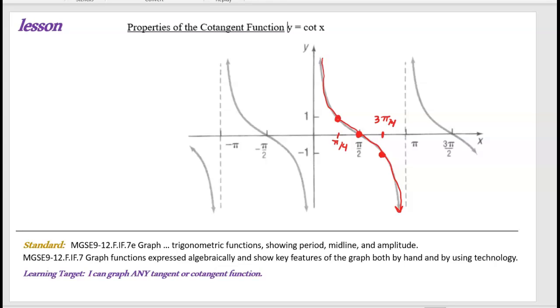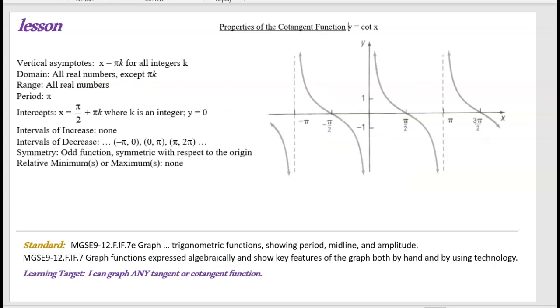Instead of starting at negative pi over 2, though, now we're going to start at 0 and run to pi. So it's actually a little bit cleaner. So our one full period that we're going to sketch initially is 0 to pi. So we're going to set our argument between 0 and pi for cotangent versus negative pi over 2 and pi over 2. Okay. Almost all the same characteristics. Let's look at the ones that are a little bit different.